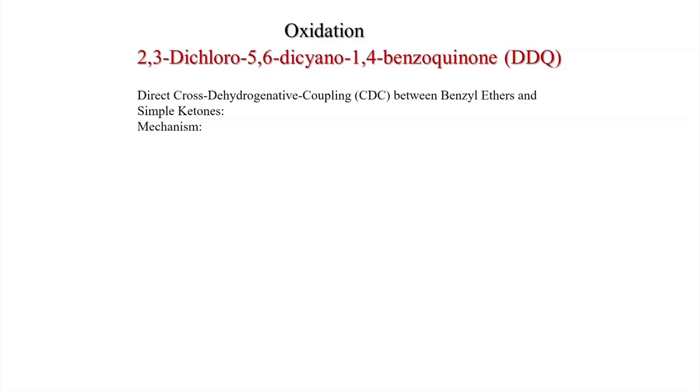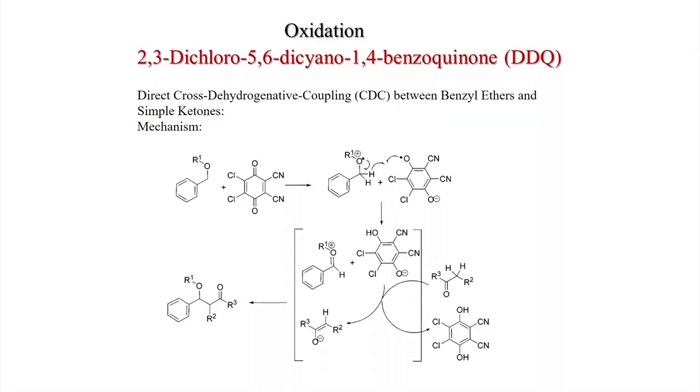Direct cross dehydrogenative coupling between benzyl ethers and simple ketones. So this is the mechanism. In the benzylic ether, this oxygen has a lone pair, and we can think that first one electron goes from the oxygen lone pair to this DDQ, and you get a radical here. If the electron comes here as a single electron, then a radical will form here, O radical and O minus here. So this will be a radical.